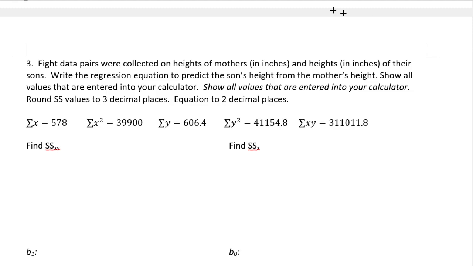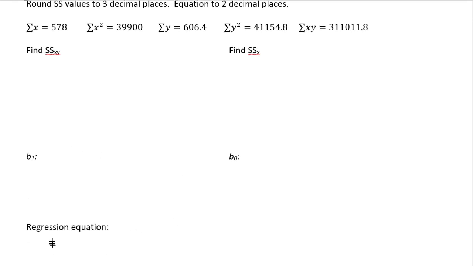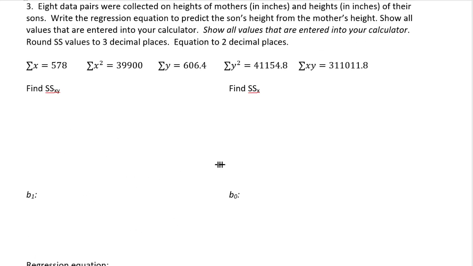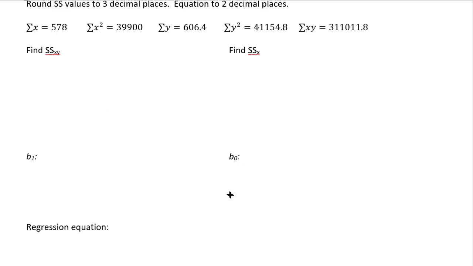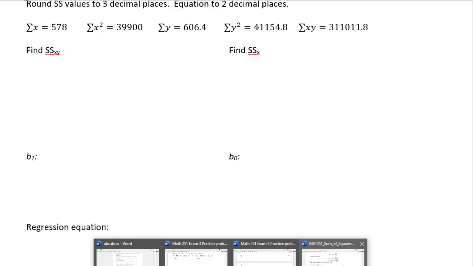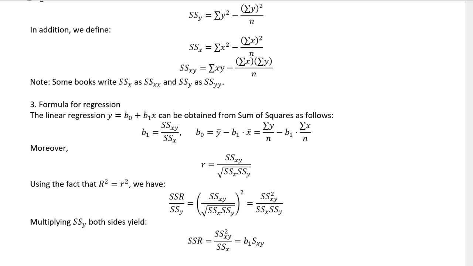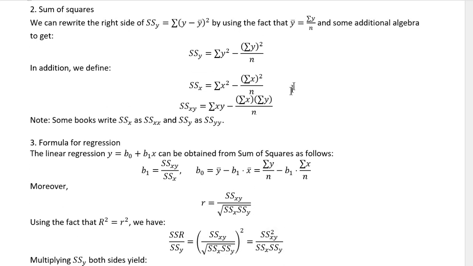8 data pairs were collected, and basically it's asking you to calculate SSXY, SSX, B1, B0, and the regression equation. For this, you will need to have a formula sheet with the following formulas. So let's see. You will need stuff like this one. Let's just put it here.